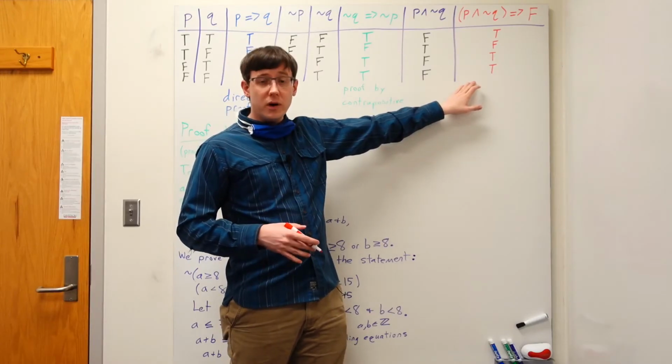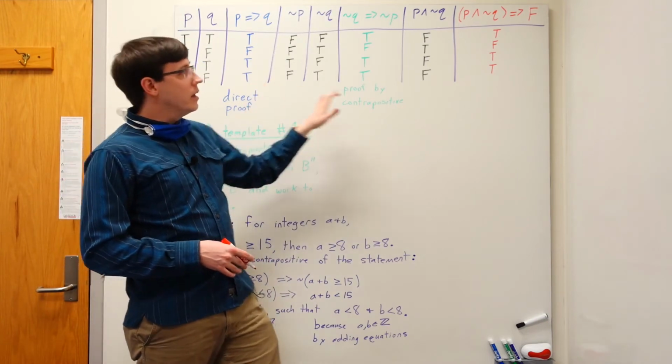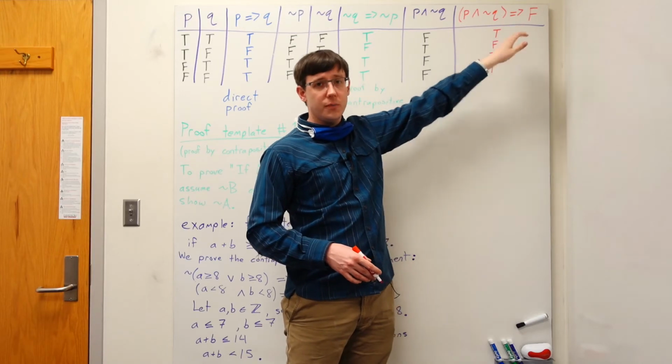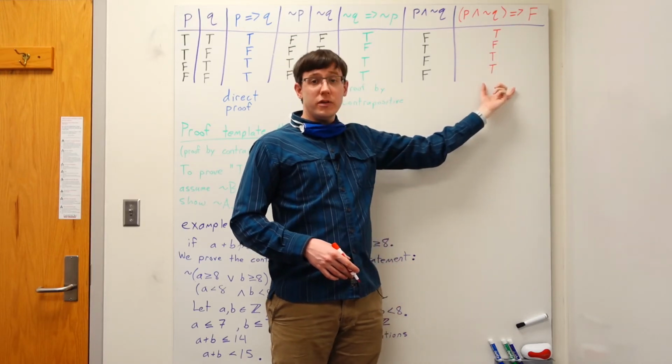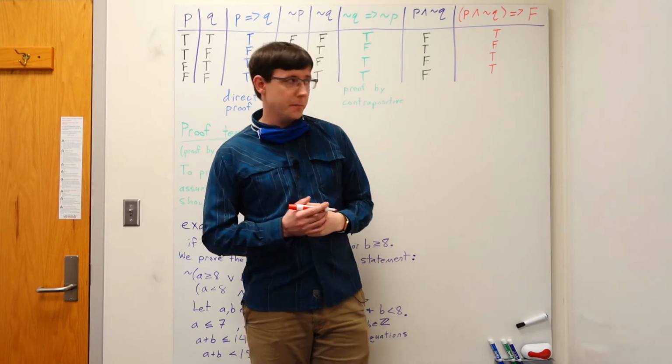We have one more column of our truth table that is equivalent to P implies Q, that is, P and not Q implies false. And this column serves as the basis for our proof by contradiction template.